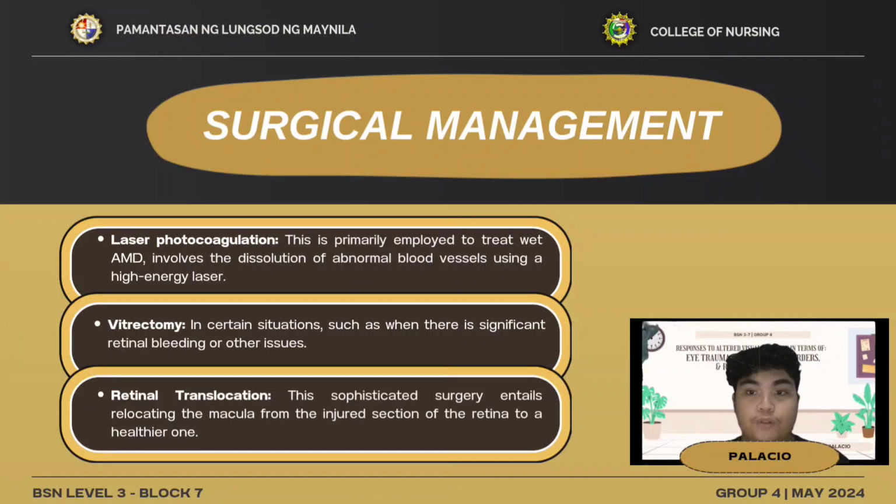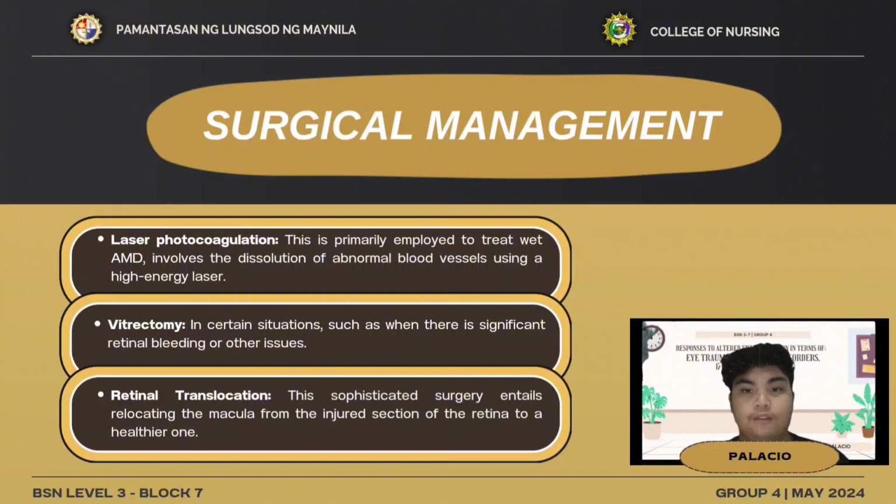It involves the dissolution of abnormal blood vessels using a high-energy laser. This can help prevent further vision loss, but is less commonly used due to the development of anti-VEGF therapy. Next point is the retinal translocation. This sophisticated surgery entails relocating the macula from the injured section of the retina to a healthier one. This is an option for some patients with severe AMD.